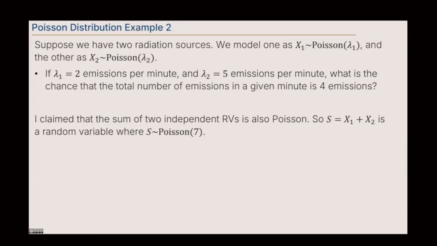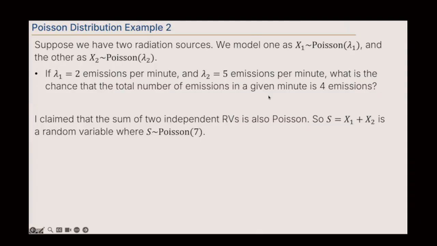Okay, another example. Let's say we have 2 radiation sources. One that we model as a Poisson with lambda 1 and the other as a Poisson with lambda 2. If the first one's 2 emissions a minute and the other one's 5 emissions per minute, what is the chance the total number of emissions is 4 emissions in a given minute? And again, I have to give these lambdas in some particular units. I said emissions per minute.